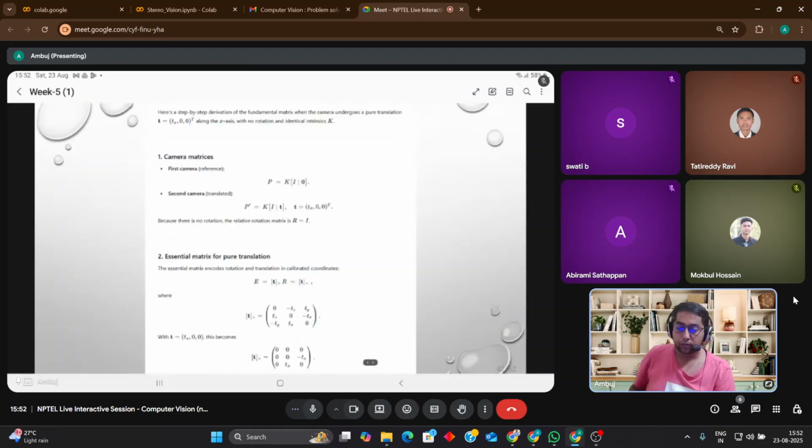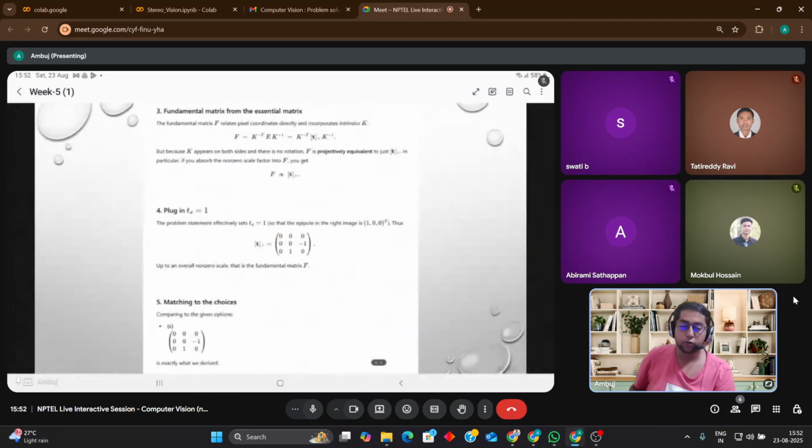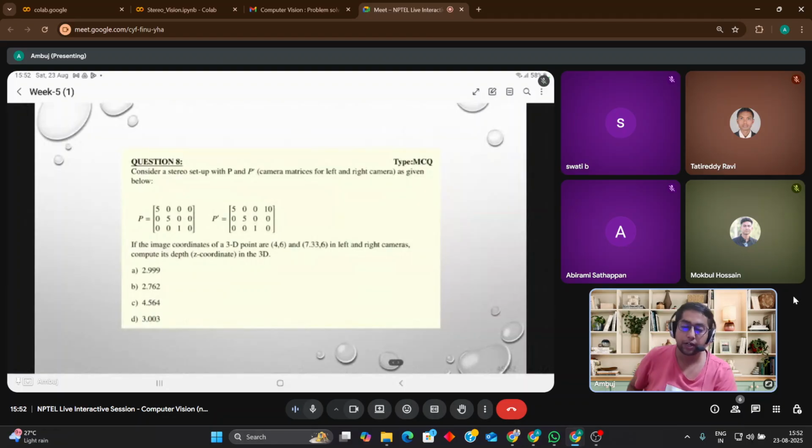Regarding this particular question, I think I have explained it. No problem. Moving forward to question number 8. Consider a stereo setup with P and P dash, the camera matrices for the left and right camera as given below. P has been given to you, P dash has been given to you. If the image coordinates of a 3D point are (4, 6) and (7.33, 6) in the left and right cameras, compute its depth, which is the Z coordinate in 3D.